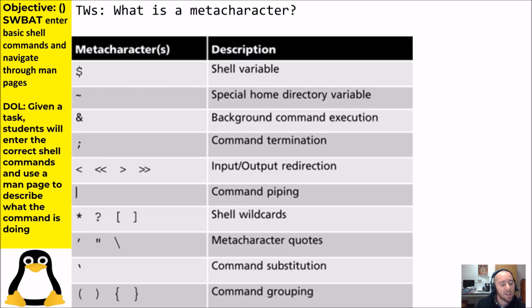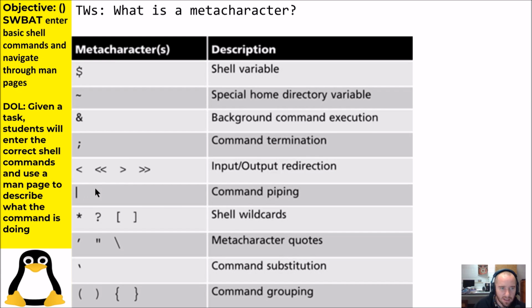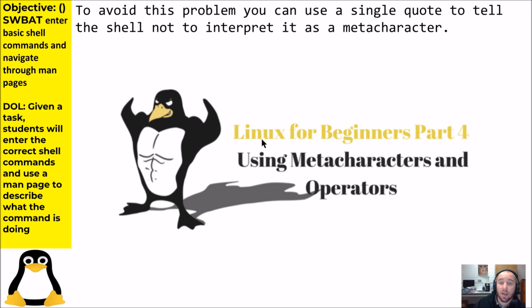Not going to go too in-depth with meta characters right now, but here they are. You don't want to just use these when you're creating files or doing anything like that unless you very intentionally mean to. Now, if you intentionally mean to, here's what you can do to avoid a problem. You can use a single quote. And what that does is it tells the shell not to interpret that thing, whatever this thing is that you're choosing. It'll tell the shell not to interpret it as a meta character.